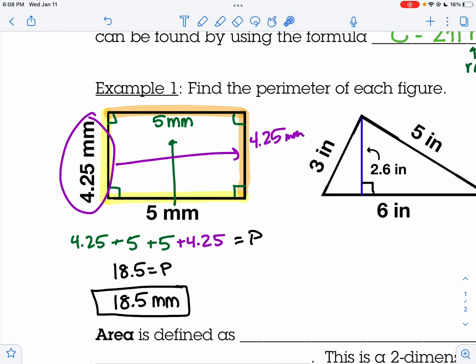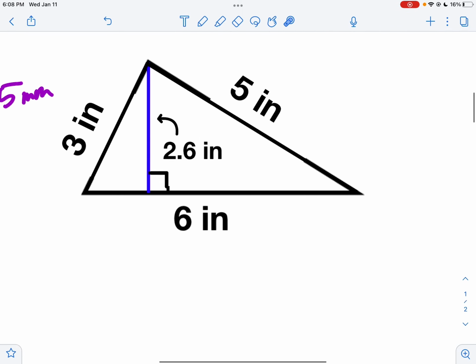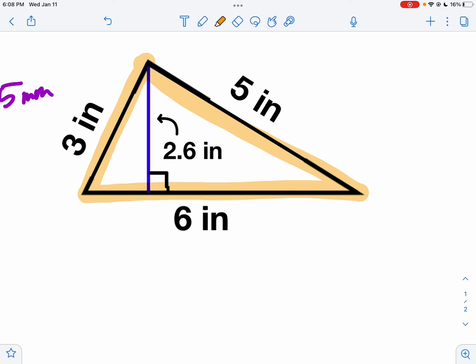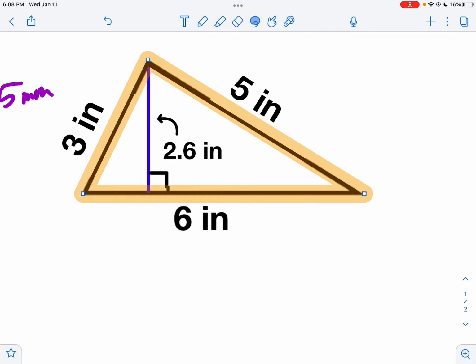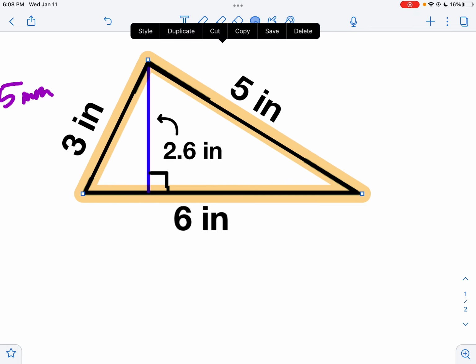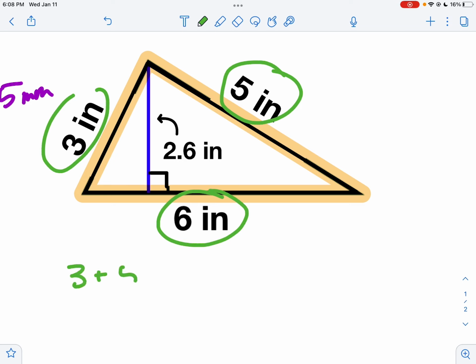But perimeter is generally pretty straightforward. Our second example, we've got a lot of numbers here, but remember, perimeter is just around the outside. We are not going to use that 2.6 at all. It has nothing to do with perimeter. Now, maybe we use this same triangle later, and maybe we use that 2.6 later. But we're just going to use the 3, the 5, and the 6 because those are the ones on the outside. So 3 plus 5 plus 6 equals our perimeter.